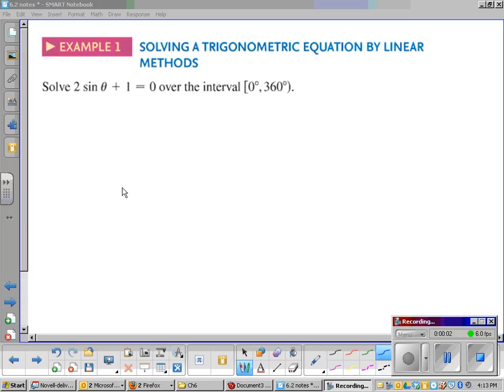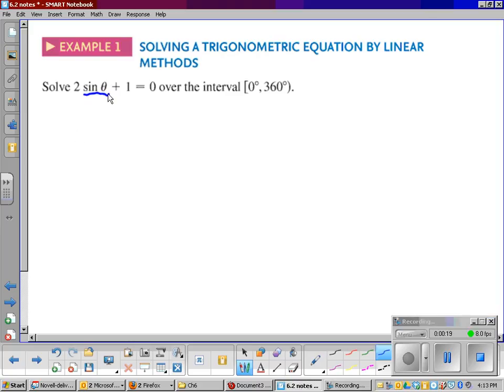Our first example is probably the simplest version of a trig equation that we'll be solving. It's just going to follow linear methods. Now, if I graph 2 sine theta plus 1 in my calculator, it's not going to give me the equation of a line. But we're going to use linear methods, which means that I'm going to treat sine theta as my x.